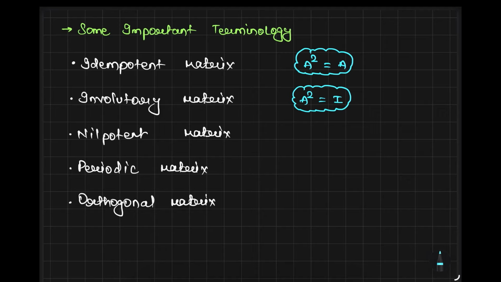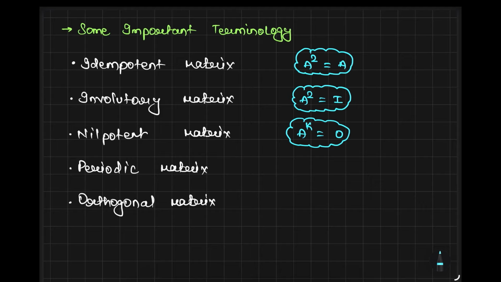Now, suppose a given matrix is nilpotent. Nilpotent means after doing some multiplication, suppose it is k times, you will get the zero matrix, meaning the null matrix. Then it is called nilpotent. Some day, either A square, A cube, A power 4, A power 7, anything, it will go somewhere and become zero, meaning every element will become zero. So we will call those matrices nilpotent.